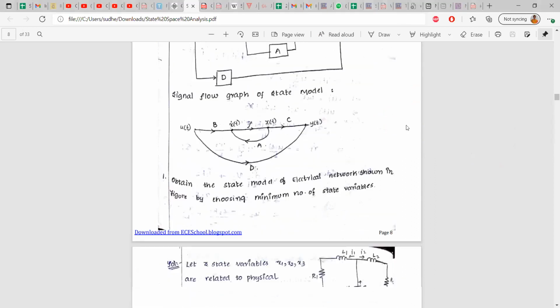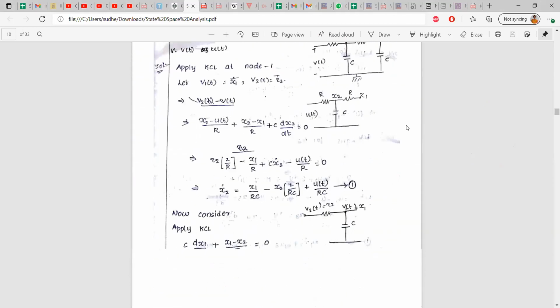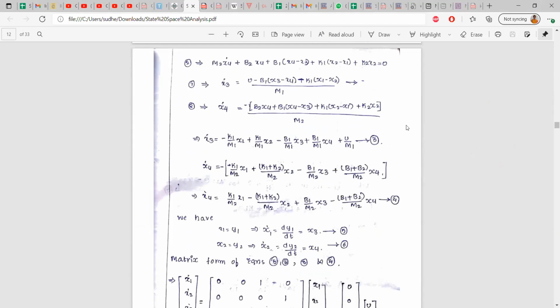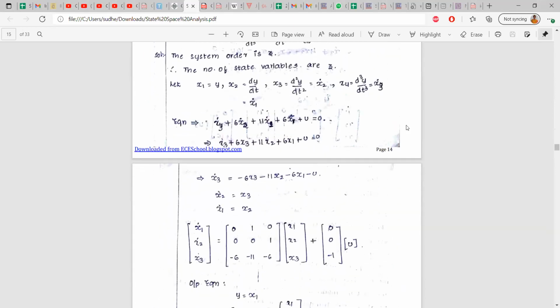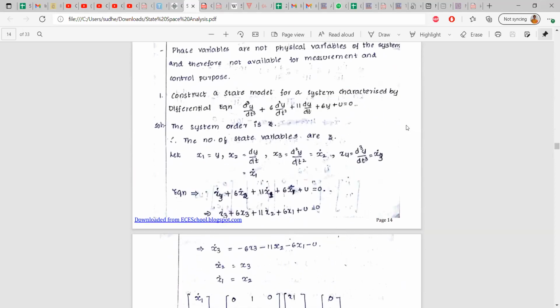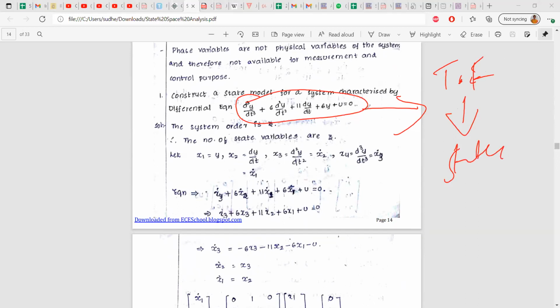So tomorrow we'll continue the topics. If the numerator and denominator are polynomials of s, then how do we build up the state model for the given transfer function? We'll take one example. Similarly, if the equations are given directly, how do we get the state model? We built the state model from the transfer function. If a differential equation is given directly, let's see an example in tomorrow's class.